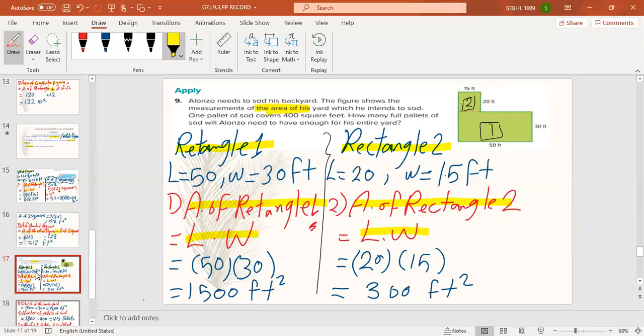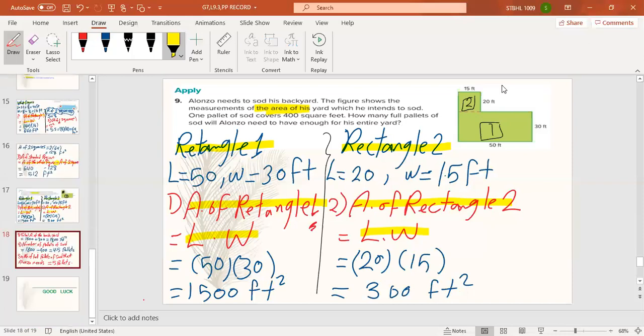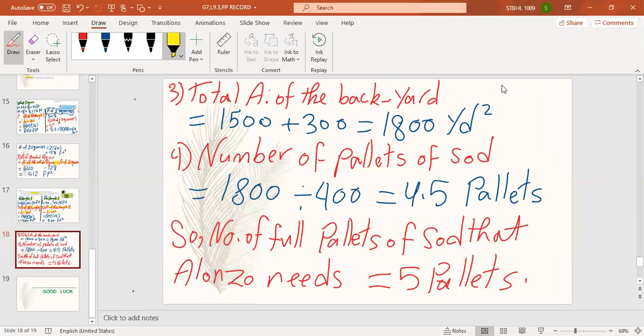This is step 1. Did I find the whole area of Alonso's backyard? No, miss, not yet. So I need to find the total area of the backyard, which is the area of the composite figure. The total area of the backyard will be, this is step 3, 1,500 plus 300 equals 1,800 square yards. And at this point, I need to read the question again.